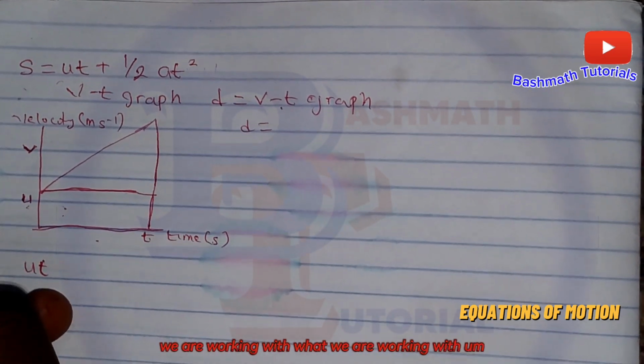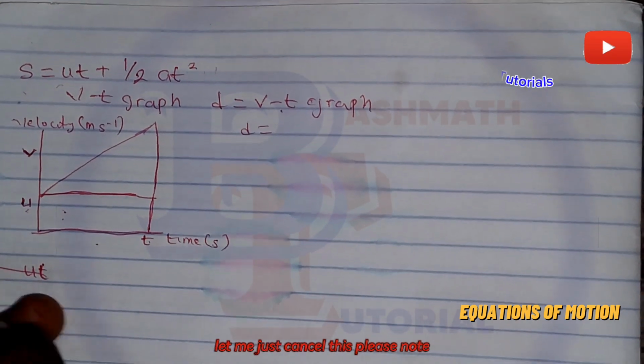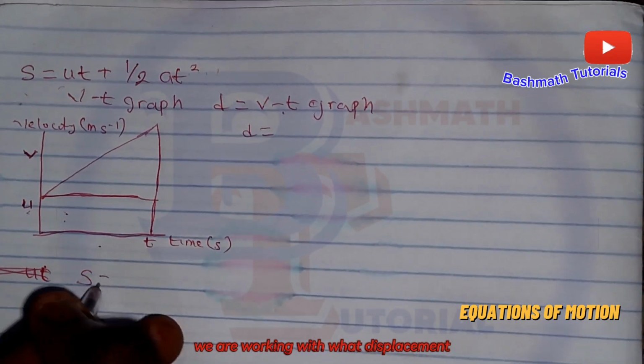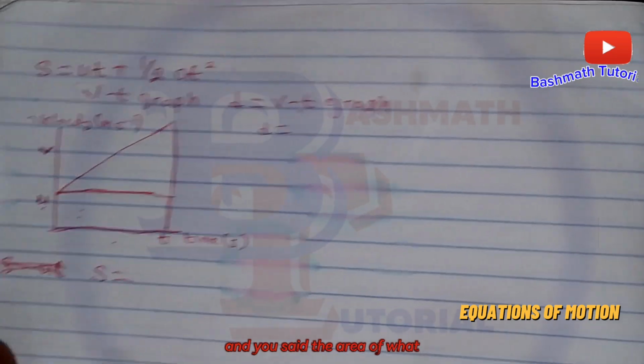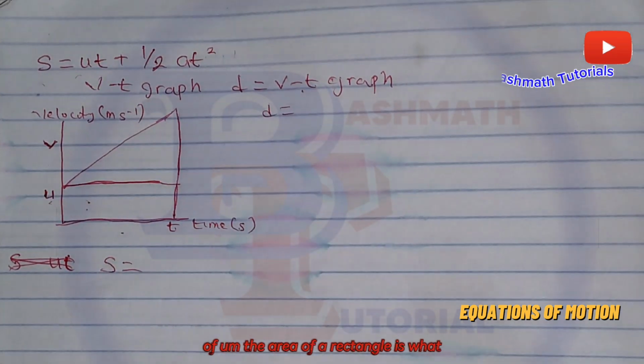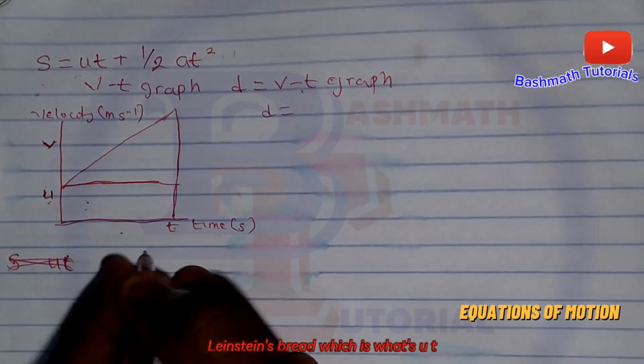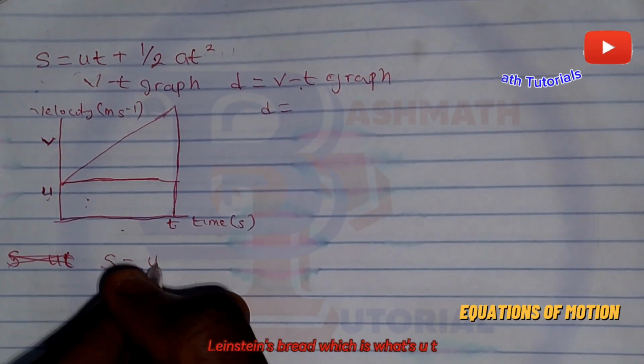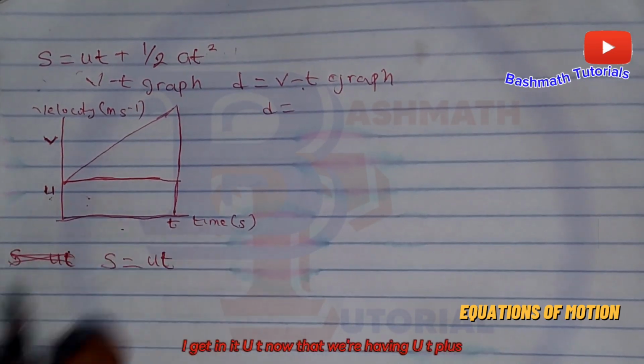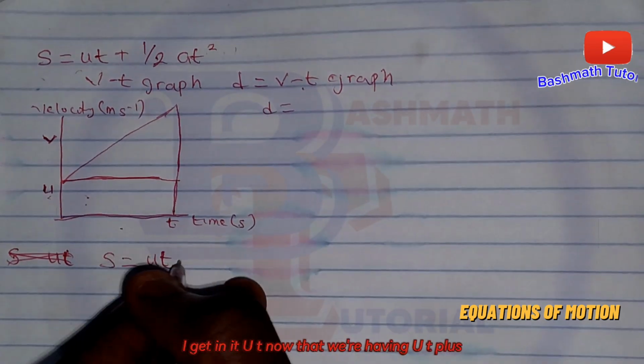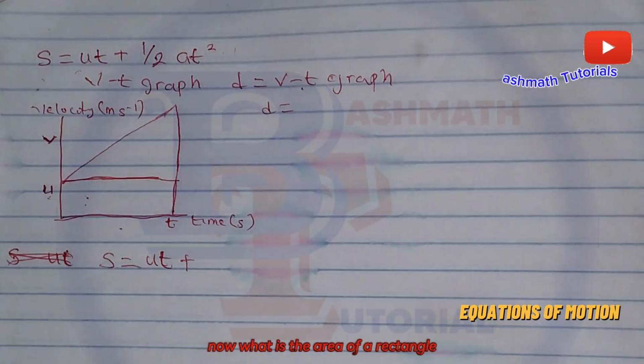Note we are working with displacement, and we said the area of a rectangle is length times breadth, which is ut. Are you getting it? Now that we have ut plus, what is the area of a triangle?